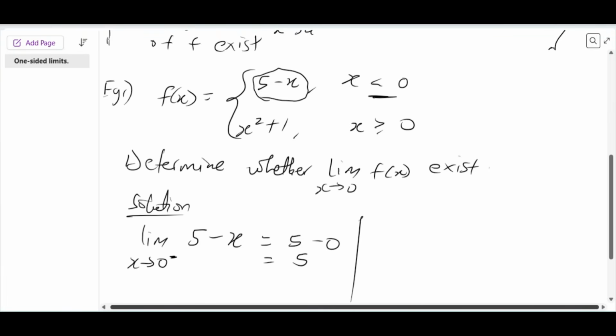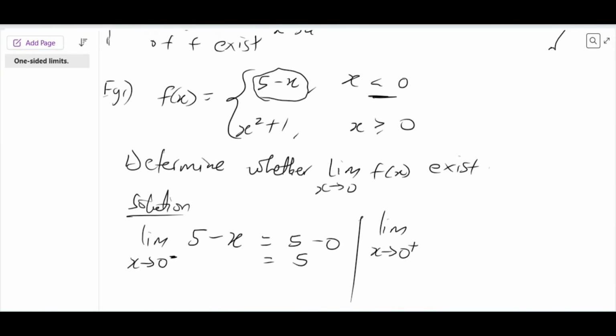Then I'll go ahead and find the limit as x approaches 0 from the right. This time around, we are interested in the x values that are greater than 0. So we come back to the piecewise function, and we realize that this particular expression fits for x greater than or equal to 0. We are picking x squared plus 1. We use that to evaluate the limit, and that will be 0 squared plus 1.